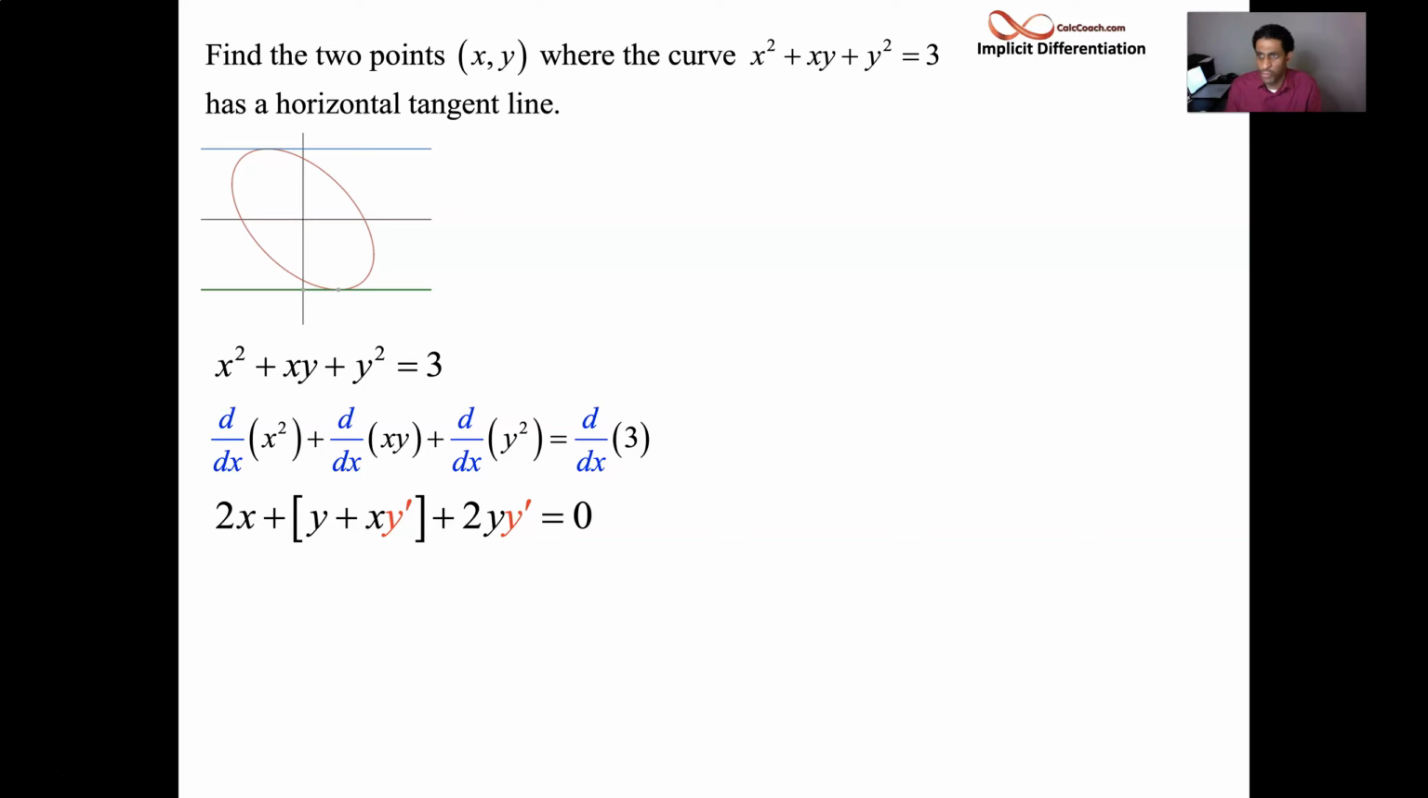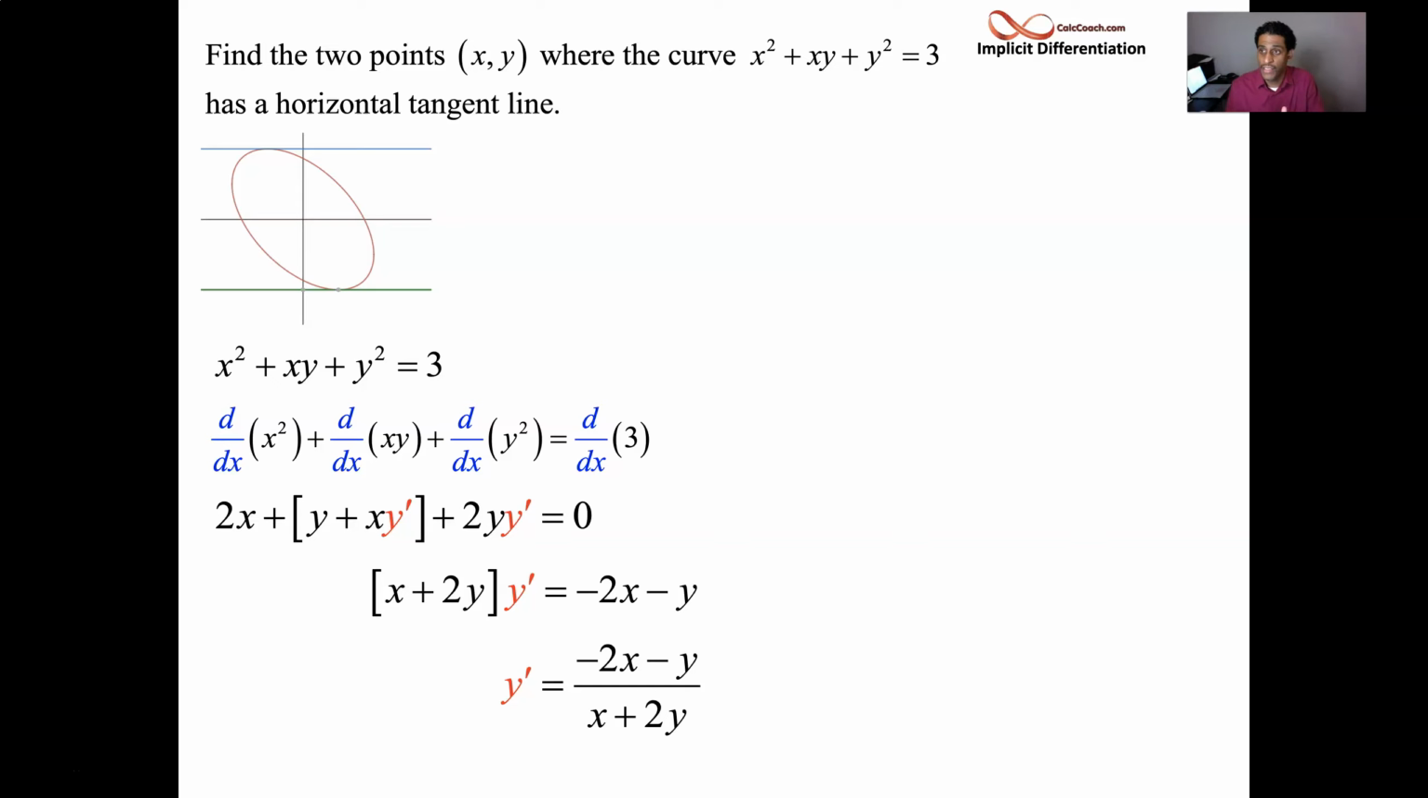We don't know the x and y to plug in here, so we're just going to have to go for the formula. Any term that doesn't have y prime, ship it over to the other side. Any term that does, keep it and factor it out. So we'll subtract the 2x over, subtract the y over, factor out the y prime from the 2 remaining terms, and then divide by that. This is an expression for the derivative at any point along this curve.